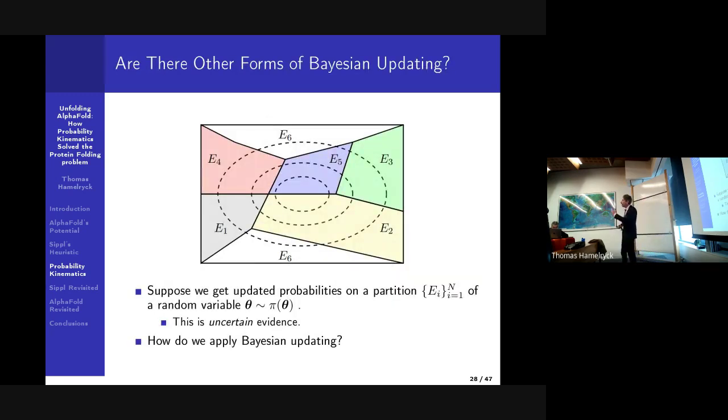But suppose that we are in a different situation. Suppose that we have a probability distribution, here depicted by these equiprobability contours. And suppose that we get unusual information. Suppose that we get information on a partition. So you have these elements of a partition, E1 to E6. You cut up the support of a random variable, and you get updated probabilities for every partition element. So you basically get evidence, but it's uncertain evidence. It's evidence in an unusual form, and it's not immediately clear how you should apply Bayesian updating to that.